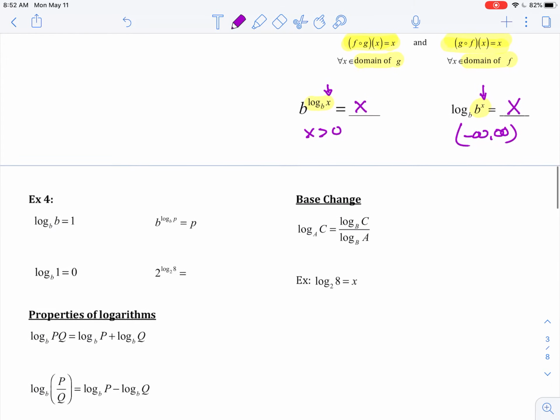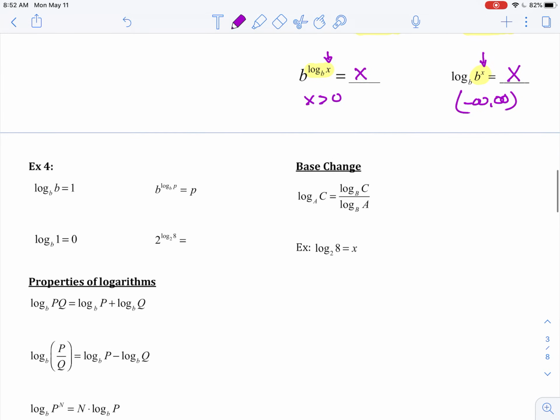So on number 4, last little bit of our review. The log of b base b is always going to equal 1. Right? If I take b and I raise it to the first power, I am always going to get b. So the log of b base b is always going to equal 1. The log of 1 base b, if I take b and raise it to the 0 power, I am always going to get 1. So the log of 1, regardless of our base, as long as our base is positive, greater than 0, is always going to equal 0.